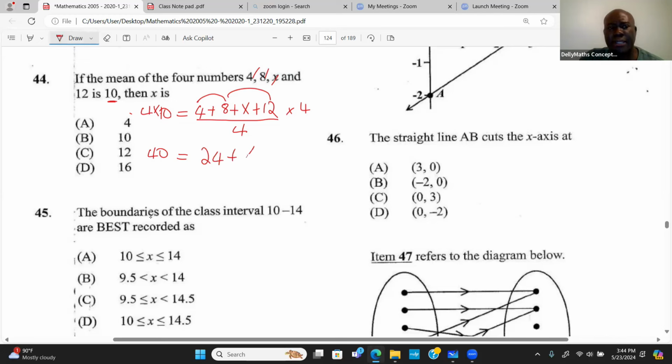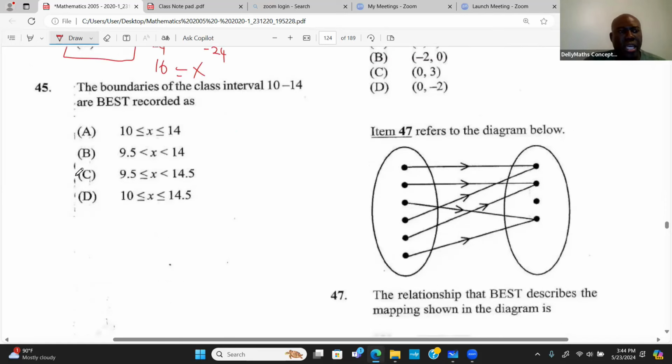So I think the answer is 16. I'm going to subtract 24 from both sides here. 40 minus 24 gives me 16, which is equal to X. So the answer is X. So you sort it out based on that same thing, because remember, average refers to mean. Mean is a statistical average. So you set up a system and then work your way through.